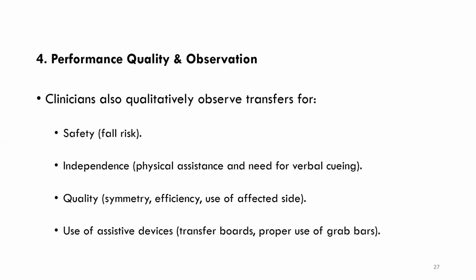We have the performance, quality, and observation. This is coming from the physiotherapist side. We look at other domains or other aspects of the care. For instance, we look at safety, making sure that there is a low level of fall risk. The environment should be non-slip and free from all obstacles or any other objects that can cause your patient to trip and fall down. You look also at independence.